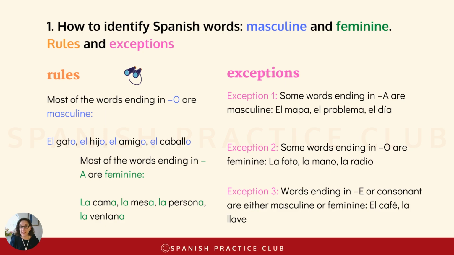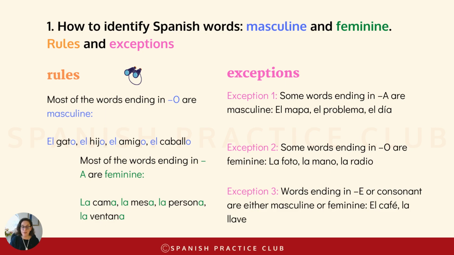And words that end in A are likely to be feminine, as I said before, and we have a few examples as well. La cama, la mesa, la persona, la ventana. The bed, the table, the person, and the window. Now, with the word la persona, for example, you could think, well, what if it's a man? Would the word be masculine? No. It doesn't work like that in the Spanish language. So what we are looking at in here is the gender of the word, not what the word means.